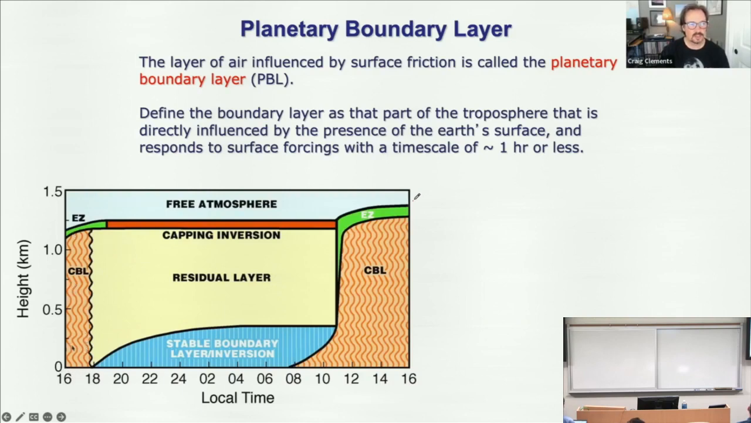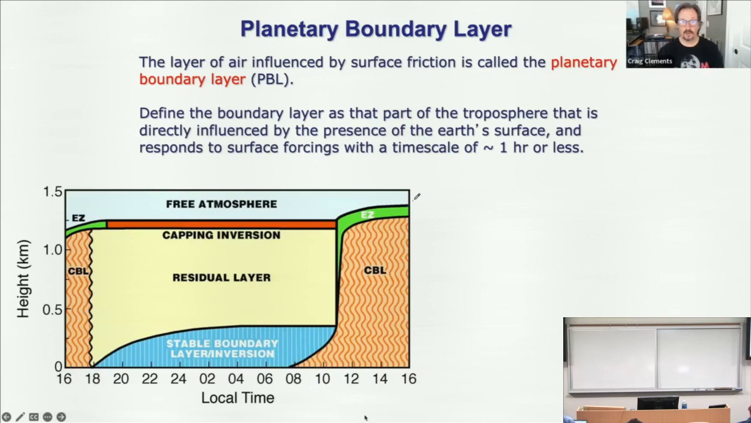As soon as the sun sets, we have cooling at the surface, and the surface responds by cooling. It then builds a stable boundary layer inversion that increases with depth. But the layer above the inversion is now called the residual layer, because it's the layer that was formerly the CBL. So it's well mixed. It's just that there's no active mixing going on. And then we have a capping inversion in the free atmosphere.